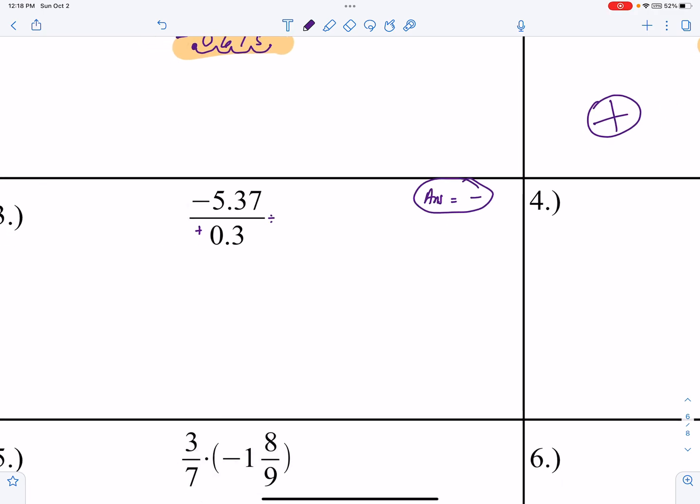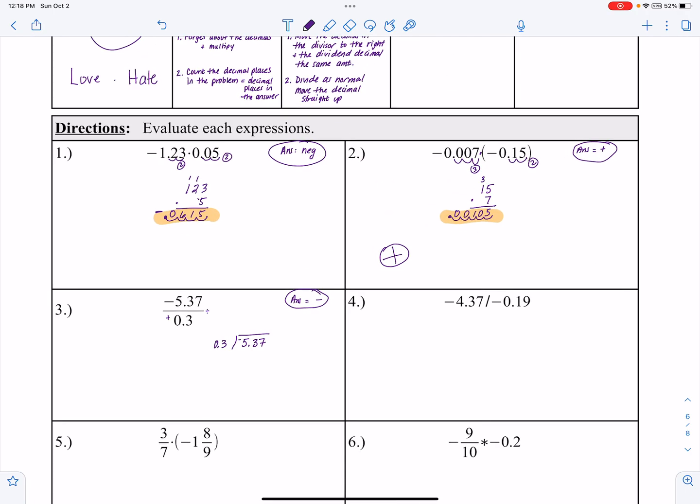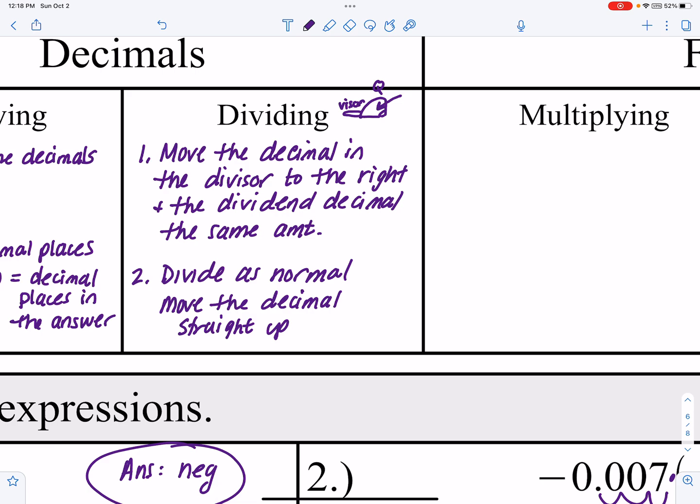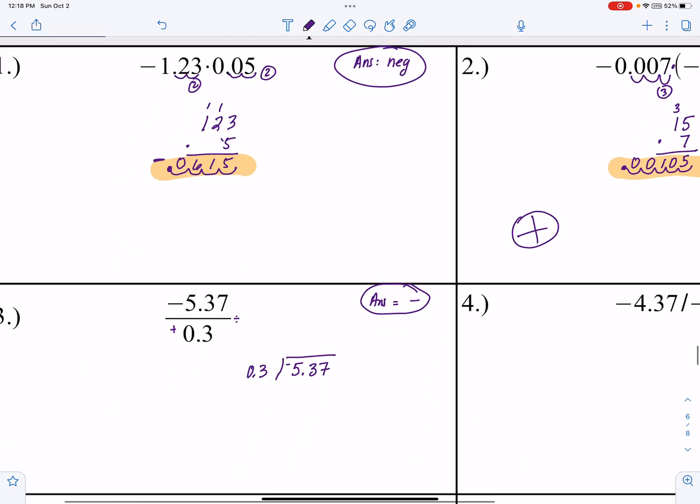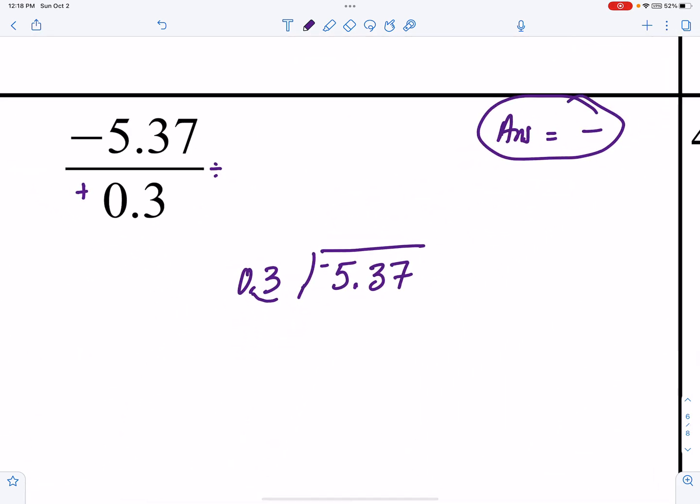Let's set up our division. So we have our 5.37, this is negative, if I just want to note it, divided by 0.3. My steps for division says move the decimal and divisor to the right, okay? And so this is going to go to here, making us have just a whole number of 3. I need to move this one the same amount, okay? And right away I can move it up, okay?